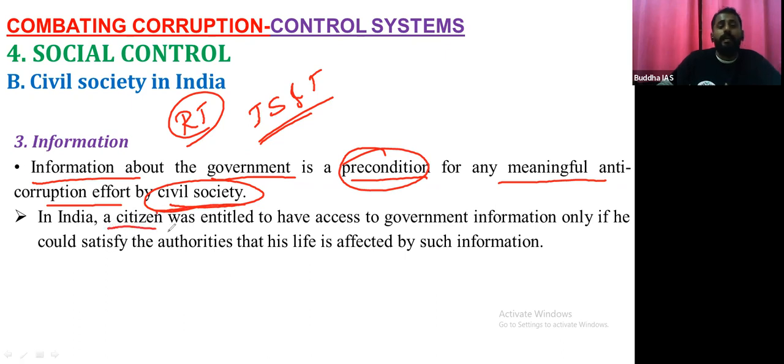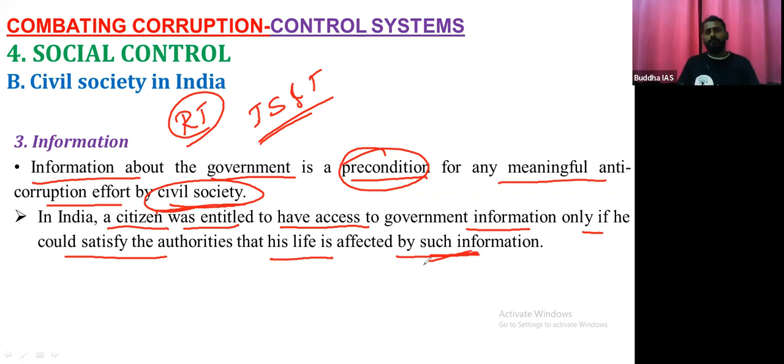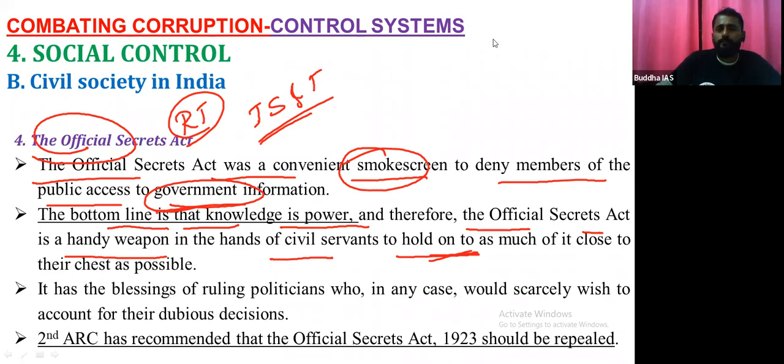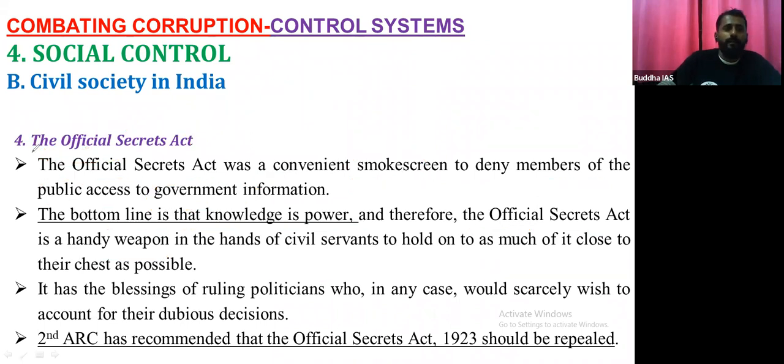In India, a citizen was entitled to have access to government information only if he could satisfy the authorities that his life is affected by such information. So because of this, there was no information at all, and they were not able to curb corruption to a greater part. The Official Secrets Act, this we will discuss in detail when we speak about information sharing.